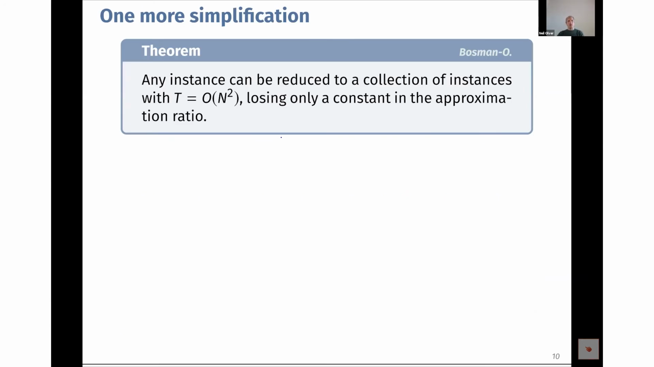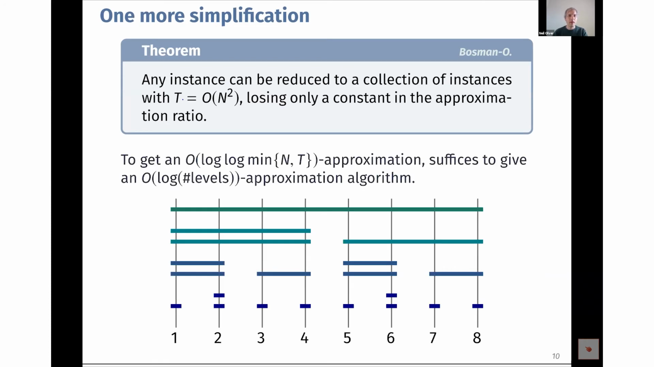Okay, one other small but important simplification is that we can actually show that T can be bounded polynomially in N. So if we want to get a log-log minimum of N and T approximation, we just need to show something that's logarithmic in the number of levels of this laminar family, because the number of levels in this dyadic laminar family will be bounded by log of T. So that's our goal, okay? An approximation which is order log number of levels.